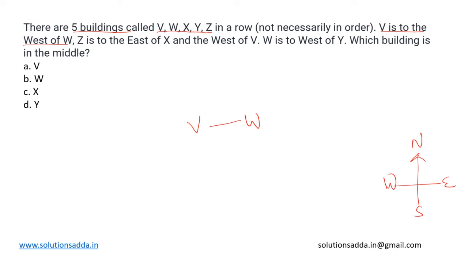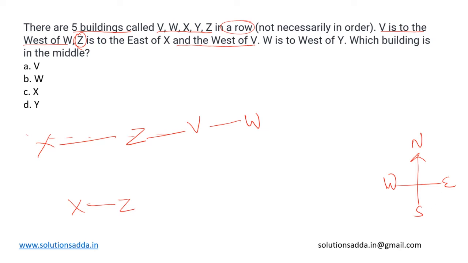Z is to the east of X. Now we don't know where this X lies, so let us hold this sentence for a while. And the next part is saying that Z is to the east of X and west of V. If X is somewhere over here, then Z is to the east of X and west of V, which means Z has to lie in the west of V, in this particular line of sight. So we can place Z over here in the west of V and then X over here, because all of them are in the same row actually.